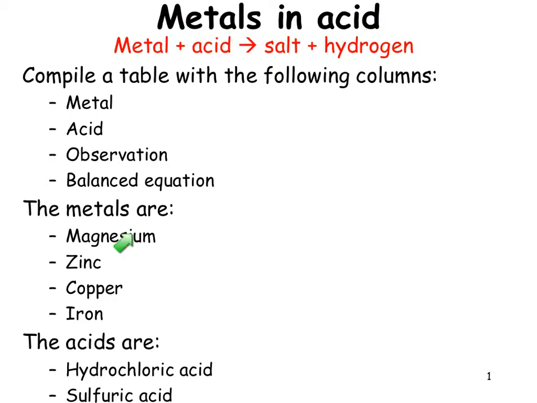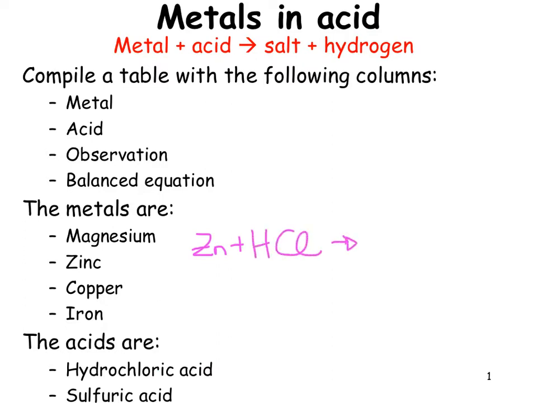The metals we're going to put into our table under the heading metal will be magnesium, zinc, copper, and iron. And the acids we're going to look at are hydrochloric acid and sulfuric acid. Remember, the general reaction is a metal plus an acid gives me a salt plus hydrogen. So let's randomly take an example, say, zinc plus, let's say, hydrochloric acid, HCl.